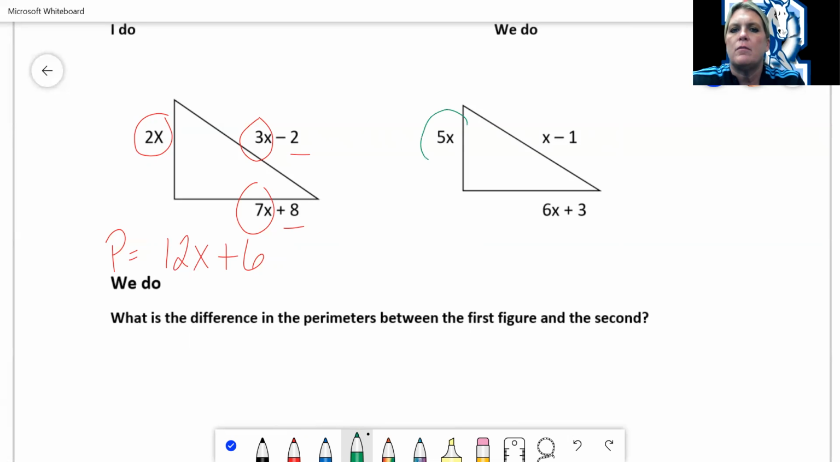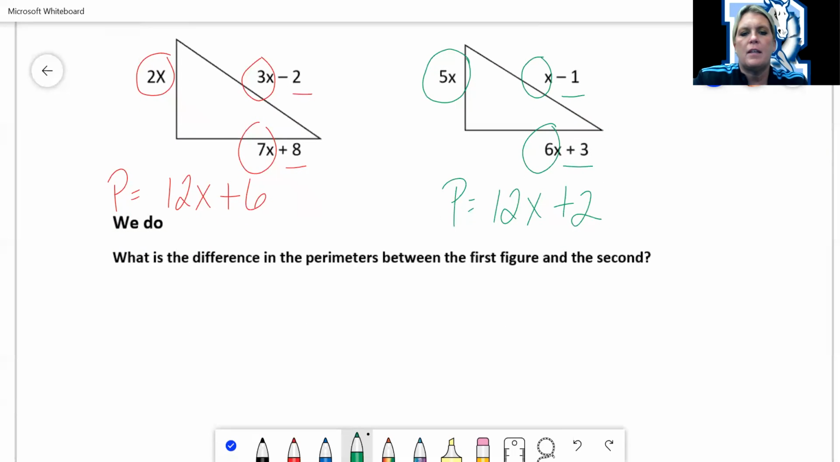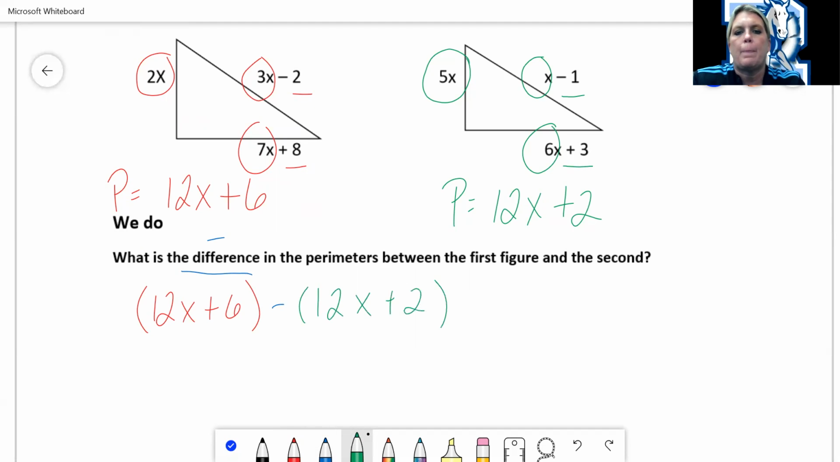On this next one, you should have taken 5x plus x plus 6x. That would have given you 12x. Then you would have done -1 plus 3, which is +2. That's what you should have gotten for your perimeter on the second one. Okay, so next it says, what is the difference between the perimeters? So I'm going to take the first part, 12x plus 6, subtract the second one, 12x plus 2.